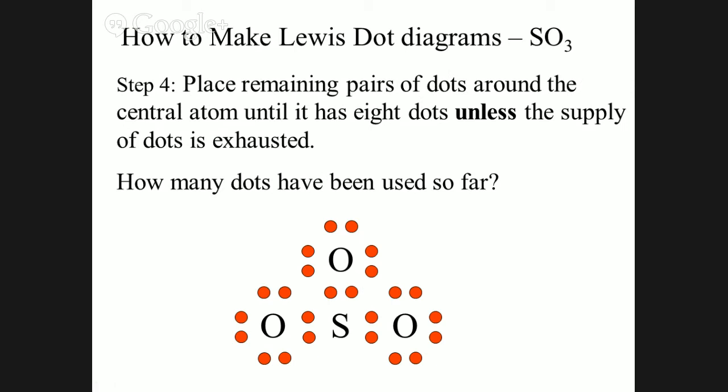Step 4 says, place the remaining dots around the central atom until it has 8, unless the supply of dots is exhausted. And as we just counted, 2, 4, 6, 8, and so forth, up to 24, we had used all 24 dots. They've all been used up. Here's the deal, though. That sulfur is not surrounded by 8 dots. It does not have a full octet of valence electrons.